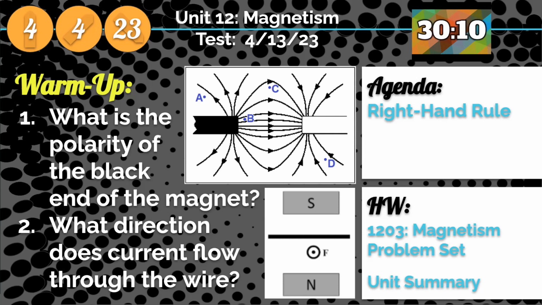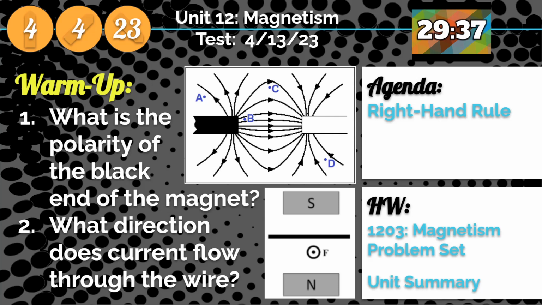Okay, so the black end. Again, our field lines always go, which way do the field lines go? Let's start there. When we draw magnetic field lines, we draw them in what way? North to south. Okay, so what is the black end of this magnet? When I ask for the polarity, I want you to tell me if it's a north pole or a south pole. The black end, is it north or south? It's north. North, because it's going from the black end to the white end, from north to south. So the black end of the magnet would be the north pole of that magnet. Okay, so that's the answer to number 1.